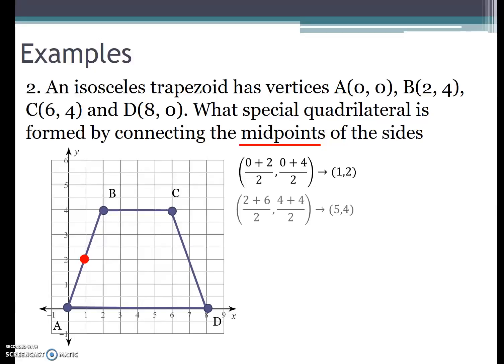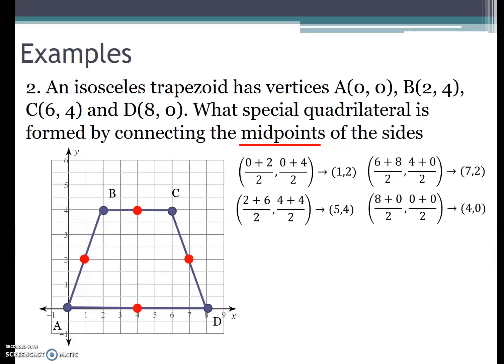I'm going to go ahead and do that with BC. So 2 plus 6 over 2 and 4 plus 4 over 2. We get 5 comma 4. And then I'm going to repeat that same process for the other two sides. So what I get here are 4 points, and I'm going to go ahead and connect those dots. This question's asking, I want to know what is the shape inside.